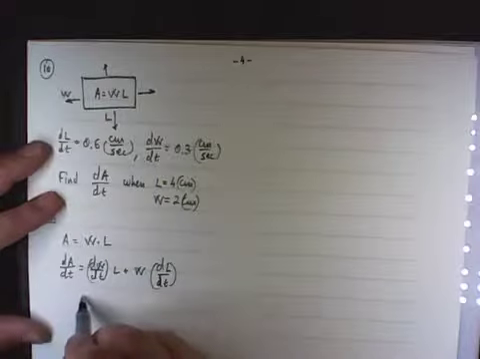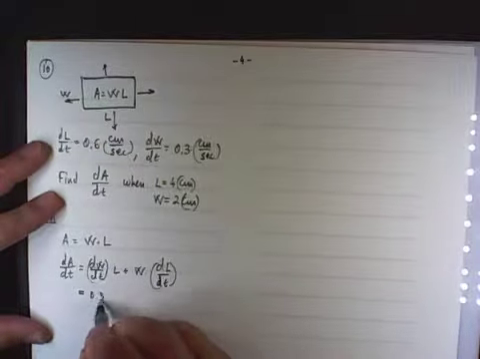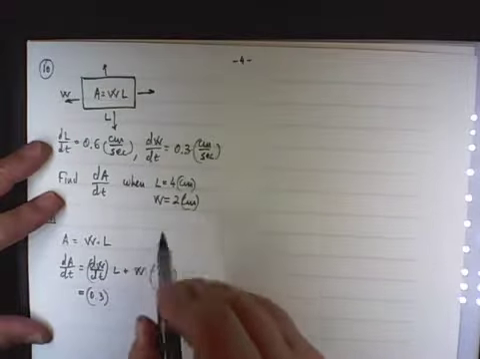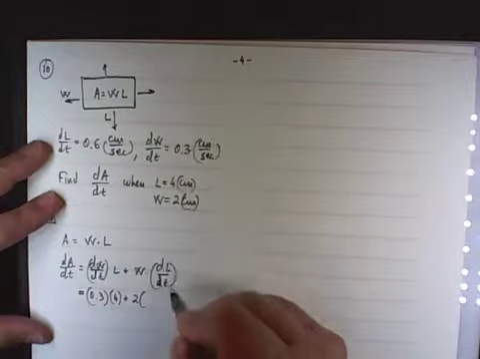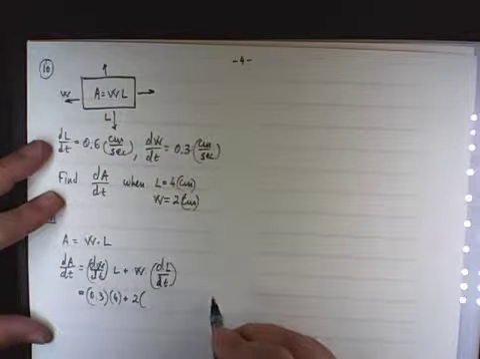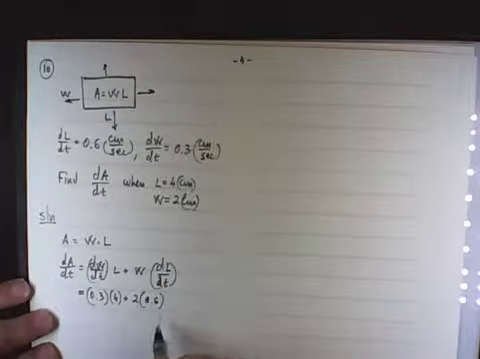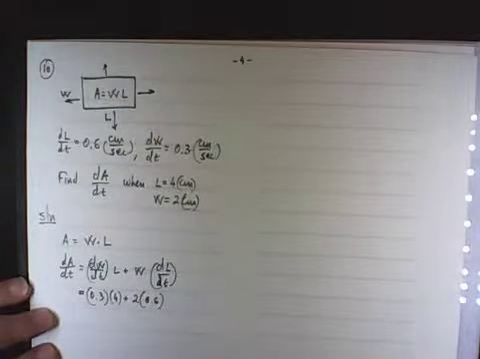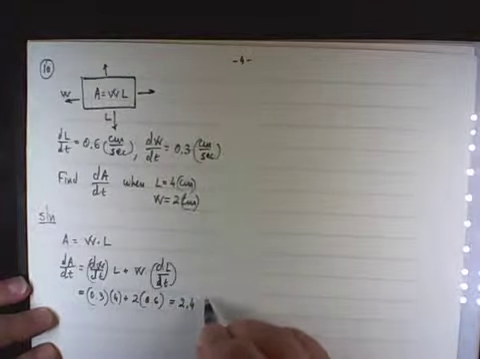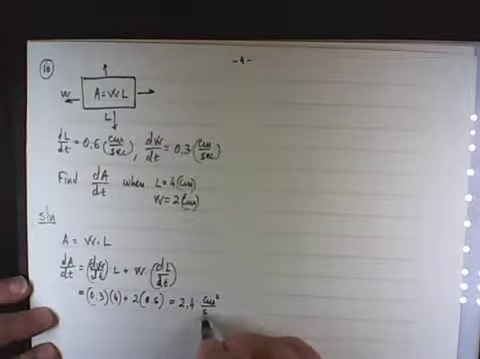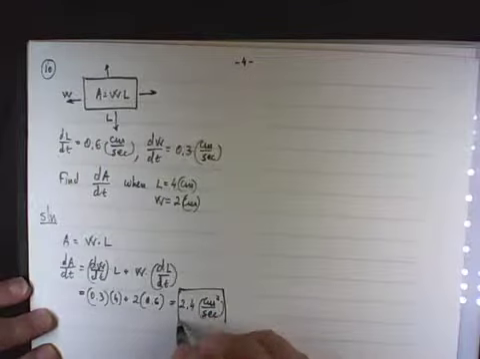Okay? Now, we have everything we need because dW/dt is 0.3 and L is 4 plus W, which is 2, times dL/dt, which is 0.6. And there you have it. So you have 1.2 plus 1.2, so 2.4 centimeters squared per second. Is this the answer? Yes.